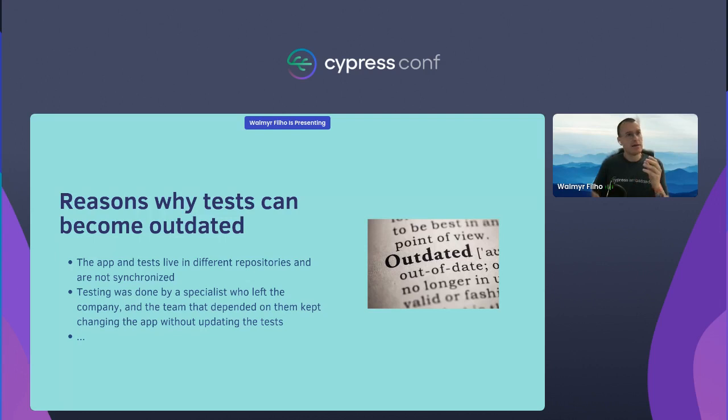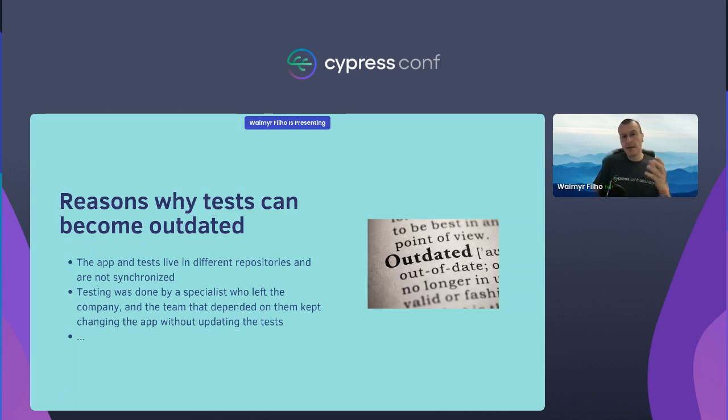There is also another reason: testing could have been done by a specialist who left the company, and the team that depended on the tests kept changing the application without updating the tests. And in this case, let's imagine that sometime after, someone else is hired, and one of the tasks of this person is to update the tests according to the application changes that happened.